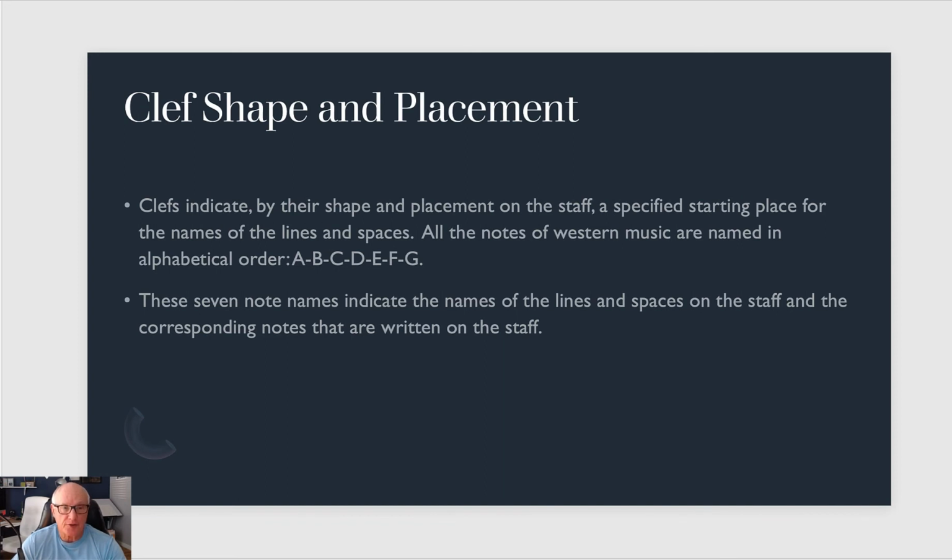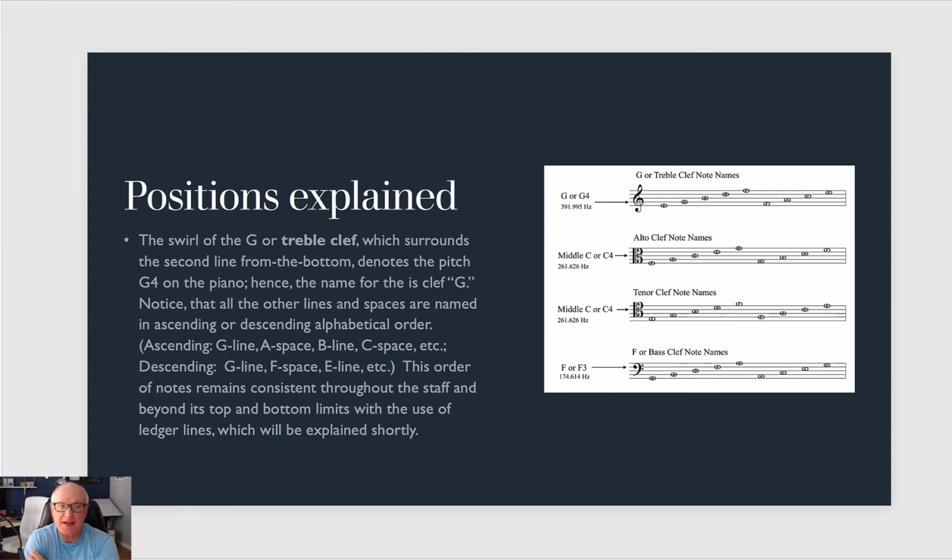Clef shape and placement is rather interesting. The clefs indicate by their shape and placement on the staff a specific starting place for the names of the lines and spaces, as I mentioned earlier. And they're all named for the alphabetical order A through G. These 7 note names indicate the names of the lines and spaces, the adjacent lines and spaces, and the corresponding notes written on the staff. I know that most of you understand this already, but it's really good to organize this and know the why and how. So the positions are explained here. The swirl of the treble clef surrounds G, and we call it G4 on the piano. It's the 4th G from the left side of the piano coming all the way to the top.